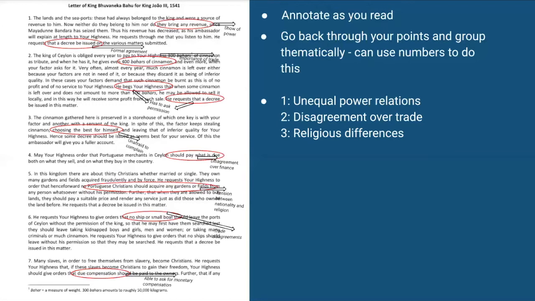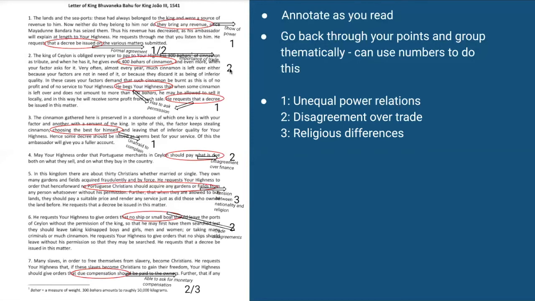But I have come up with 3 themes. I would then go back through my annotations and number each note by the theme it is relevant to. So to show you what I mean by this, I have here a show of power, unequal power relations, number 1.